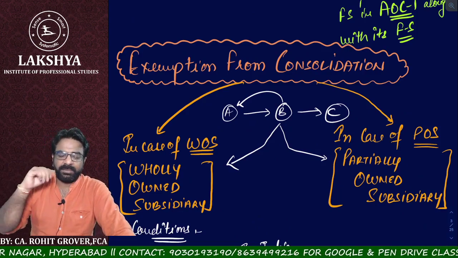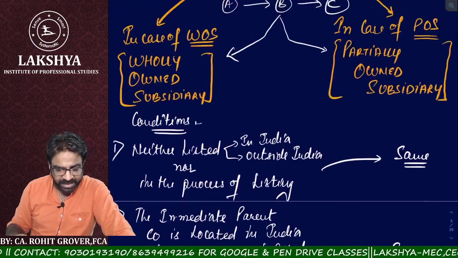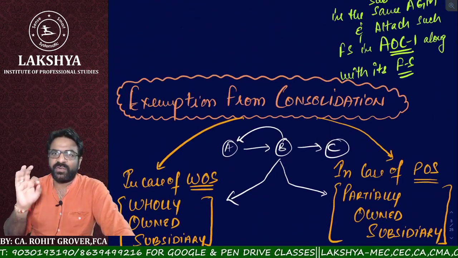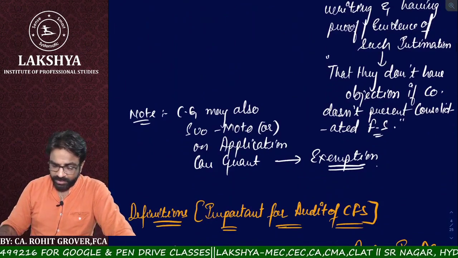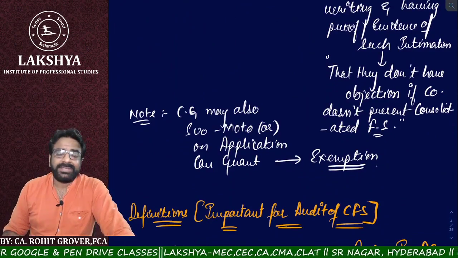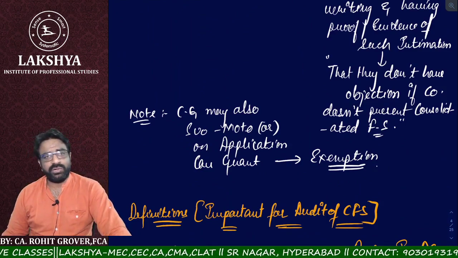This we have already done, but still we spent 5 to 10 minutes to make you understand again. So that brings an end to our next topic called exemption from consolidation. Clear, everyone? Yes, sir. Clear. Now, that is what a partially owned subsidiary can do, or what the wholly owned subsidiary does.